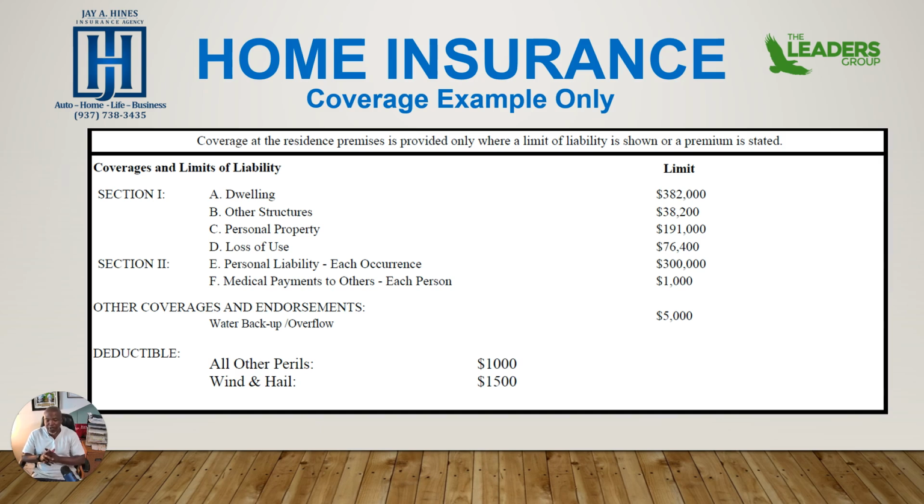So next, let's go to other structures. This is any property that is not attached to the house, like a storage shed, a fence, a swing set, or a detached garage. Pretty self-explanatory here. Next, we have personal property. This is anything that you put into the house. This could be your clothes, your furniture, and appliances. Again, this is very self-explanatory.